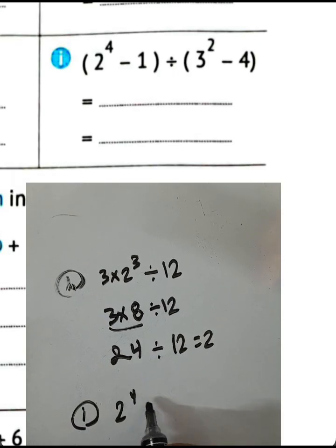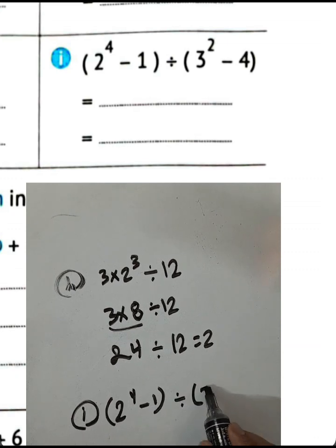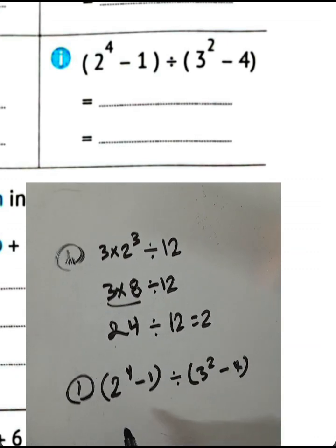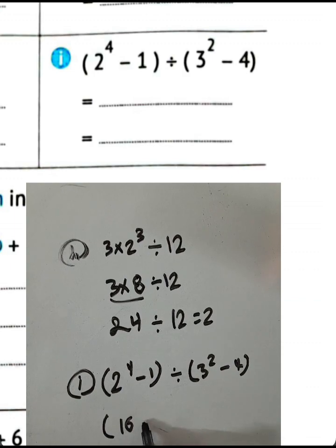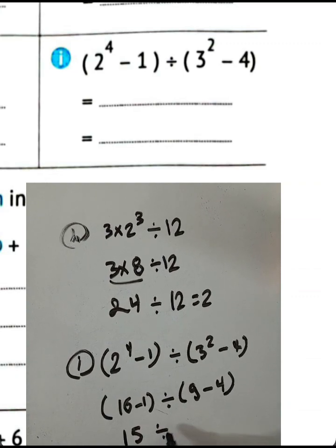2 power 4 minus 1, divided by 3 power 2 minus 4. 2 power 4 equals 16, minus 1, divided by 3 power 2 equal 9, minus 4. 16 minus 1 equal 15, and 9 minus 4 equal 5. 15 divided by 5 equal 3.